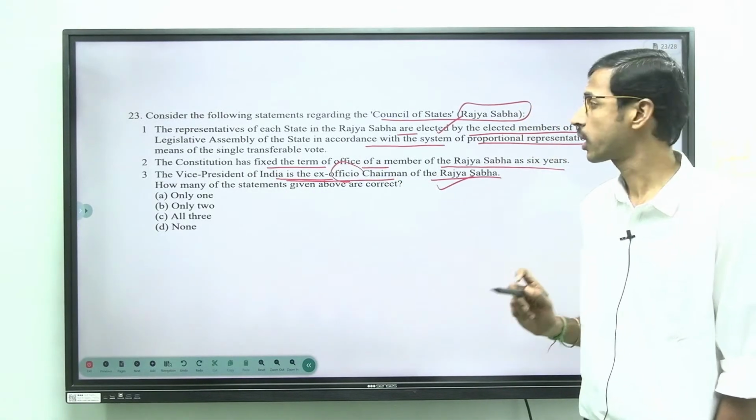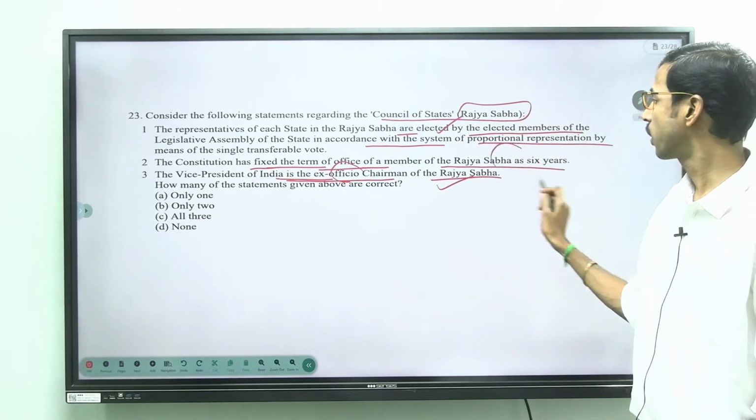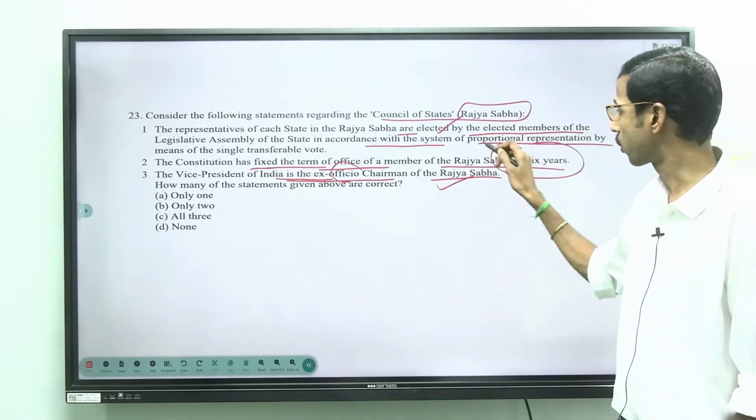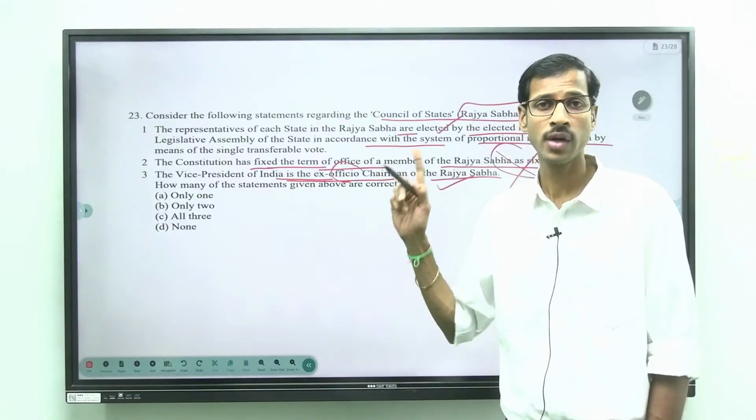So this is also correct. If you see, the Constitution has fixed the term of office of a member of the Rajya Sabha as 6 years. That is wrong. Why? The Constitution itself has not fixed the term of the Rajya Sabha here.